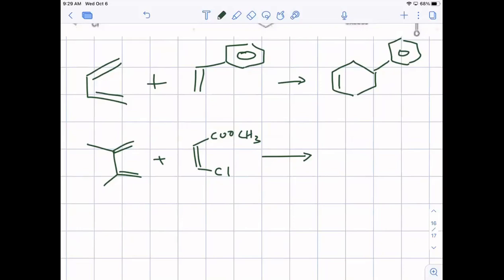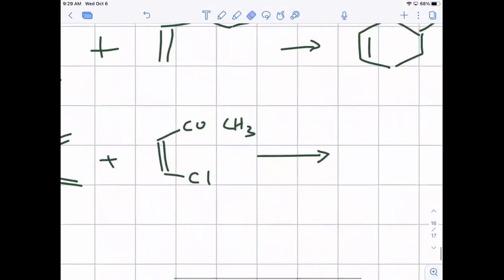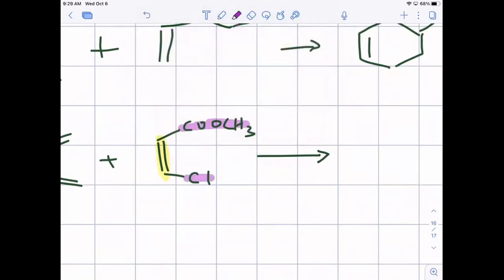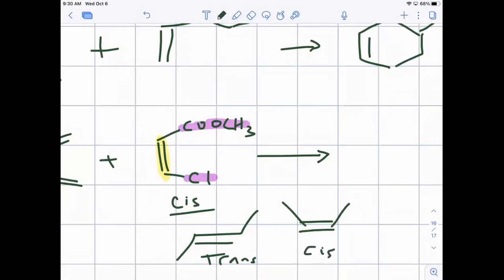What's the stereochemistry of the dienophile? Is it trans? In this case, look at the groups. Here's the double bond, right? And they've got both groups on the same side of it. You see that? So it's going to be cis. Trans is when the groups are on opposite sides, and cis is when the groups are on the same side. It can be up or down, it doesn't matter.